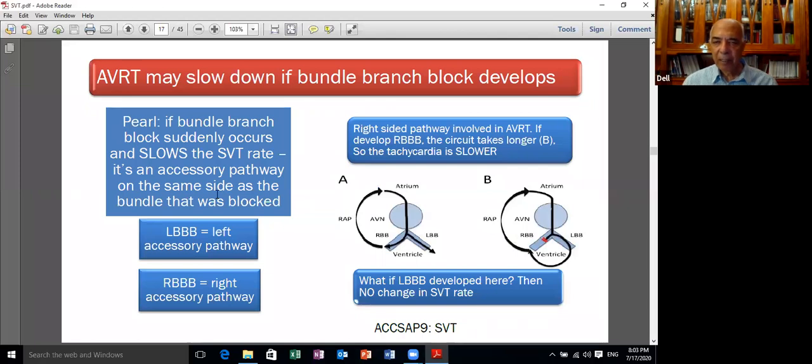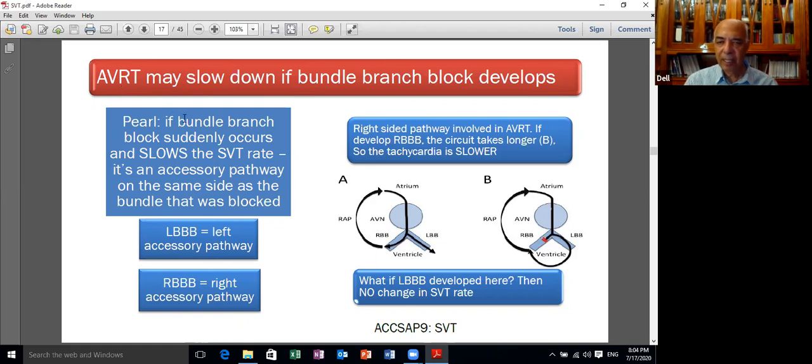One important pearl: if you have a supraventricular tachycardia that looks like a short RP with the P wave falling in the ST segment, looks like an AV reentry tachycardia, and then the patient develops a bundle branch block aberration, and with the development of bundle branch block, the tachycardia slows down. Now this tells you two things. Number one, that this is true AV reentry tachycardia. Number two, that the accessory pathway is on the same side as the bundle branch block.